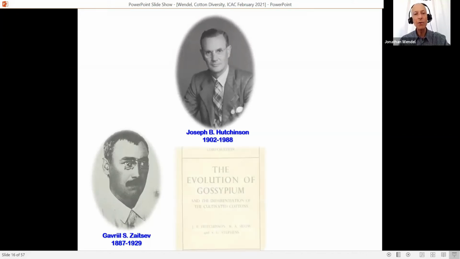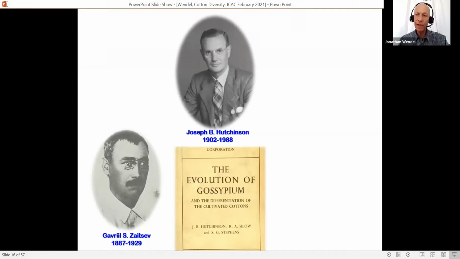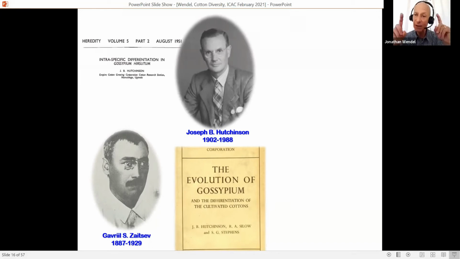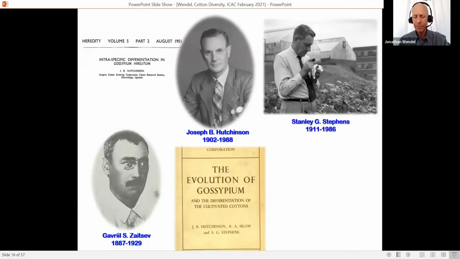Hutchinson, who wrote many other important papers on the domesticated cottons. But Hutchinson, along with Silow and then my academic grandfather, Stanley G. Stevens, published a great book in 1947. It's about time for it to be redone, I think, called The Evolution of Gossypium and the Differentiation of the Cultivated Cottons. Hutchinson also told us about all these land races that are really human constructs. They're not firm biological entities, but trying to encapsulate some of this tremendous diversity that exists in Gossypium.